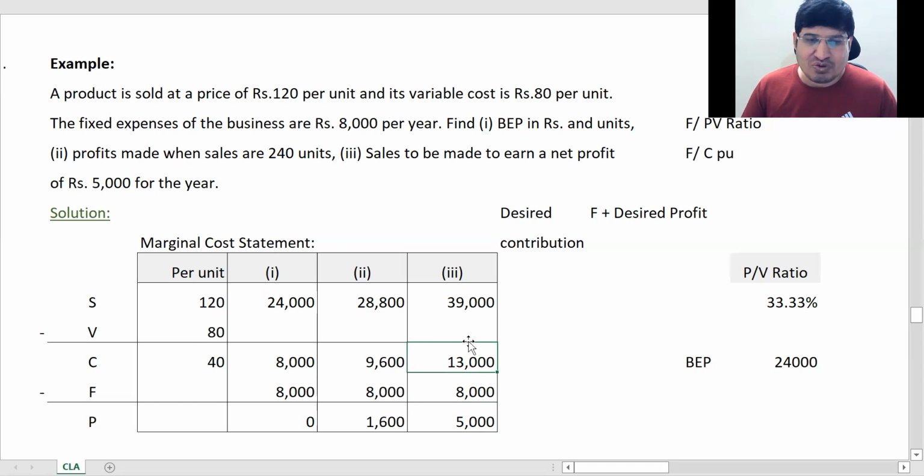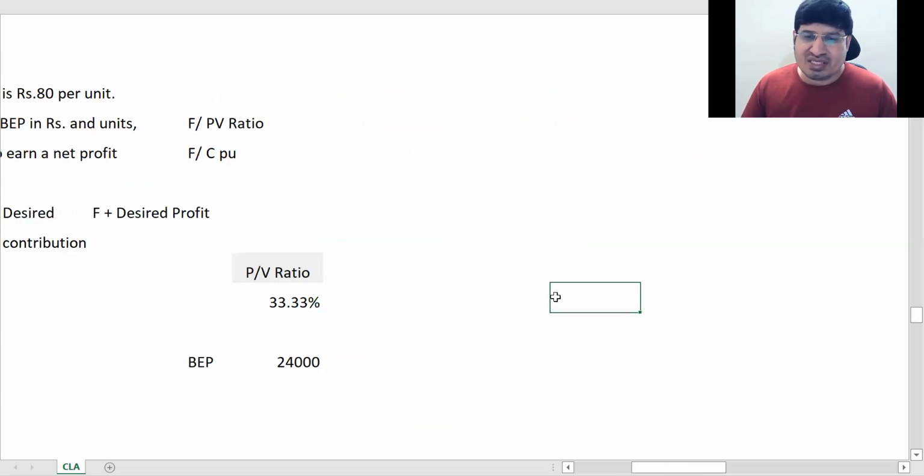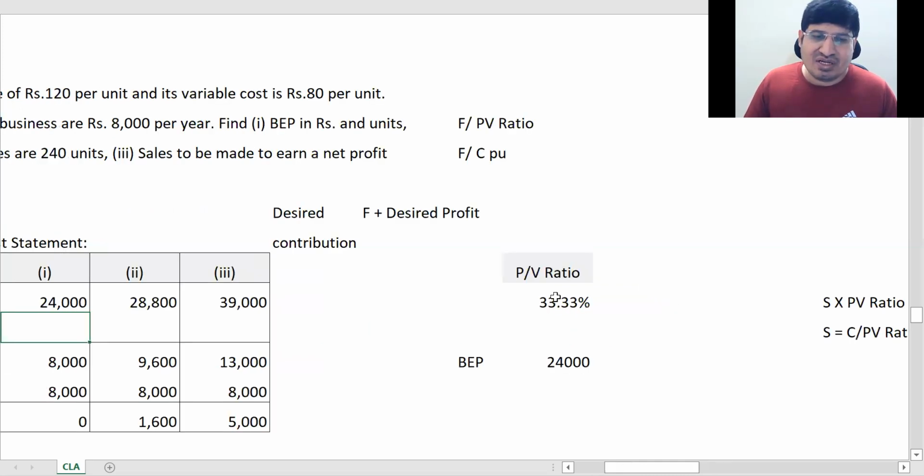Now if I have got the contribution, you know that sales into PV ratio is equal to contribution, correct? So sales will be contribution upon PV ratio. Okay, so what do we have here? We have the PV ratio, and we have the contribution 13000. So 13000 upon PV ratio, you will get sales. So just do here, at this stage this is your desired contribution. 13000 upon PV ratio.